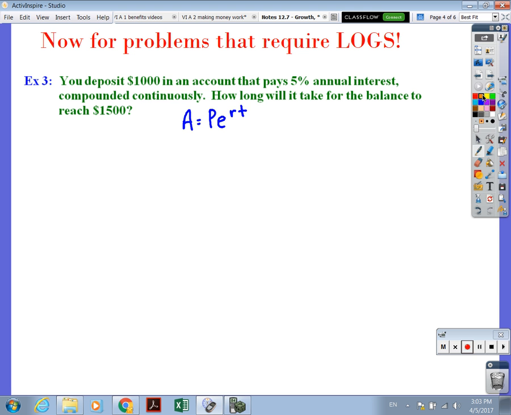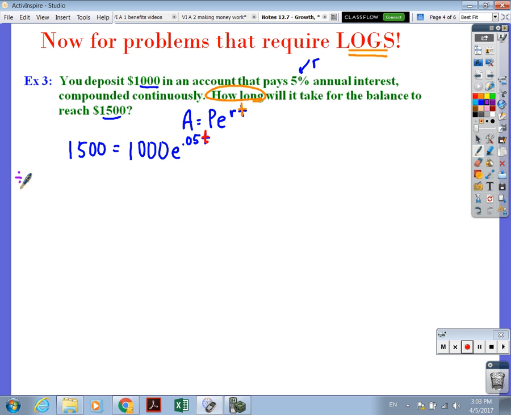Okay, when we're looking at applications that require logs, it means that we're solving for the variable in the exponent. In this case, we're looking for how long, we're looking for time. In this example, we are putting in $1,000. That's our principal. We want it to grow to be $1,500. We're putting it in at a 5% interest rate. So we use 0.05 for our exponent. And then again, the variable we're looking for is in the exponent. That's how we know we're using logs.